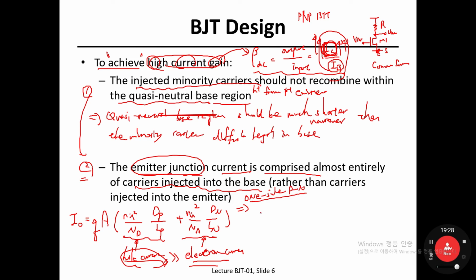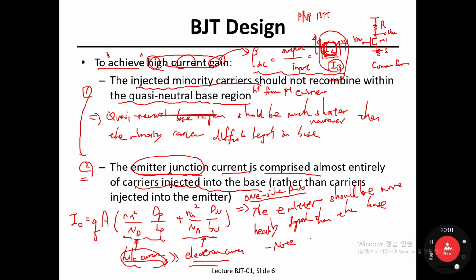So if I write down a sentence to describe a one-sided PN junction, yes, let's do that. The emitter side should be more heavily doped than the base. Then we can achieve a one-sided PN junction. But herein, I would like to give you a single note. Once the silicon semiconductor is heavily doped, whether p-type or n-type, we should worry about this issue. What is it? Yes, notice the band gap narrowing at very high doping levels.